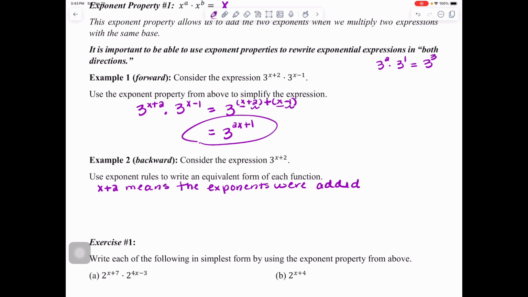right? X plus 2, that's a plus sign in the middle. Obviously, they're not like terms. Those must have been the two exponents. They must have been added together. So since x plus 2 means the exponents were added, we're going to write, so that is the multiplication exponent rule.